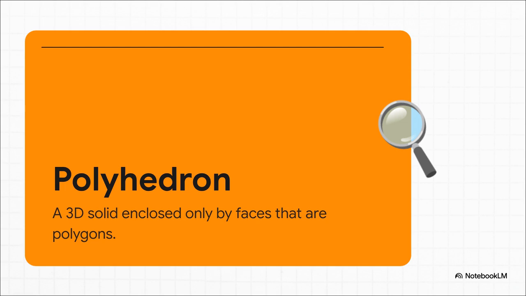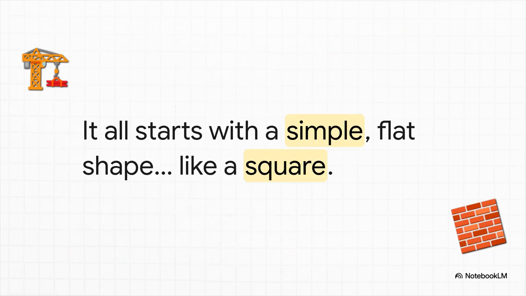The flat surfaces, we call those faces. Where they meet are the edges, and the pointy corners are the vertices. Every great structure has to start with a solid foundation. And for our polyhedra, that foundation is just a simple 2D polygon. So let's grab one of the most basic ones there is, a square. From this single, flat shape, we can build in two really fundamental ways.